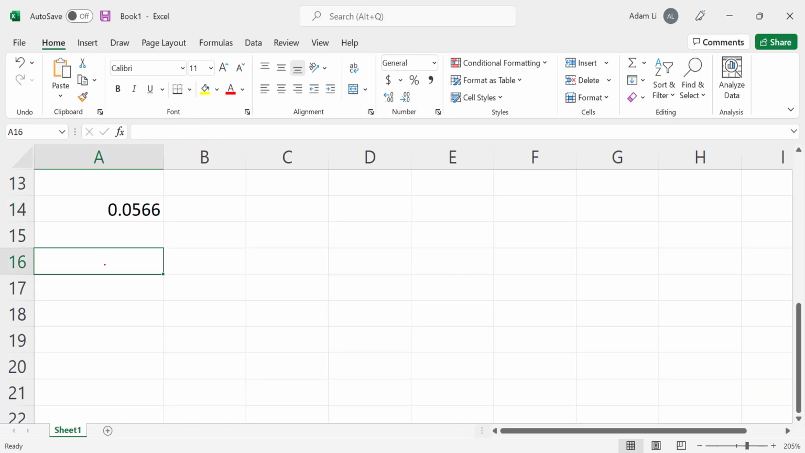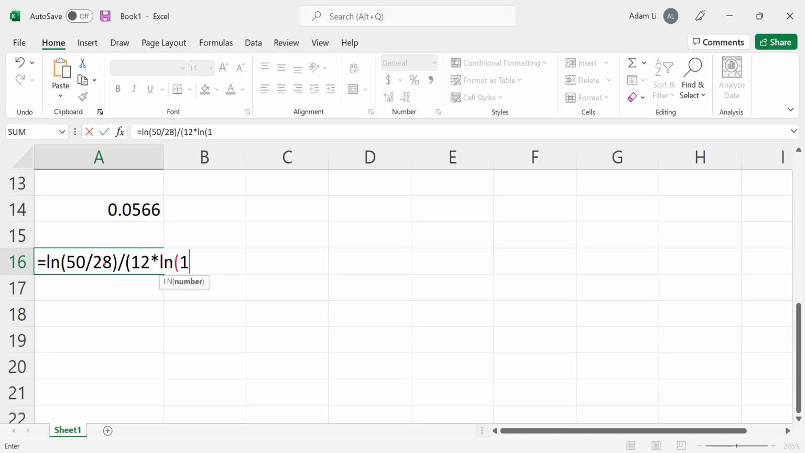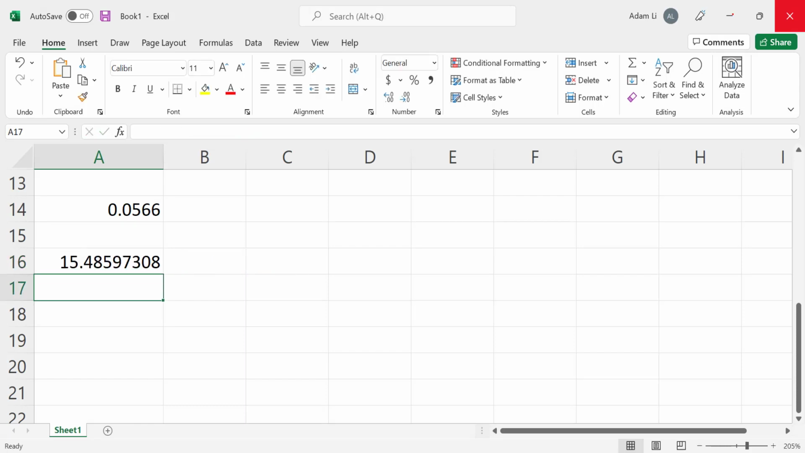So we get t equal to ln of 50 over 28, over parentheses, 12 times ln of 1 plus 0.0375, and close parentheses. So here open 2, close 2. So here you get a result. This turned out to be 15.5 years. We round to 1 decimal place.